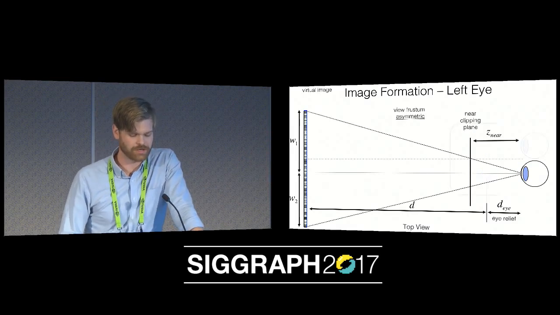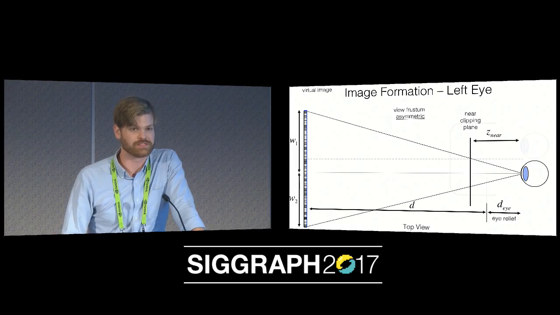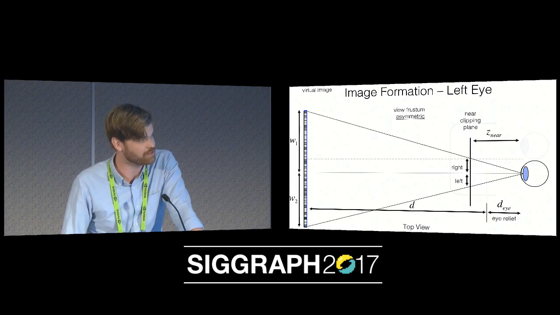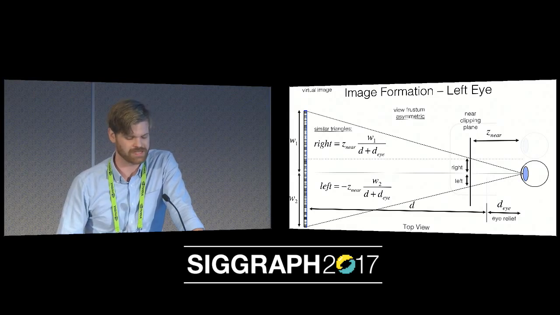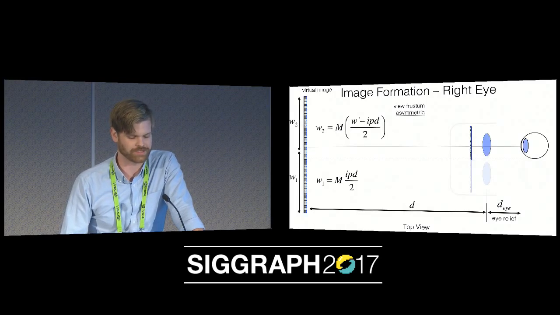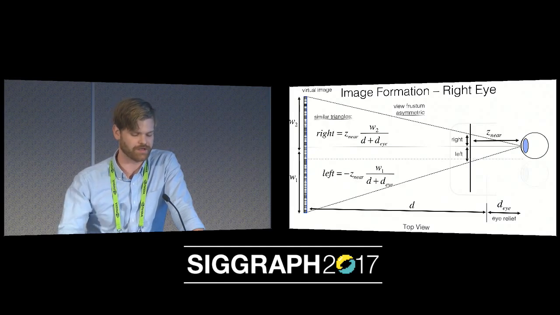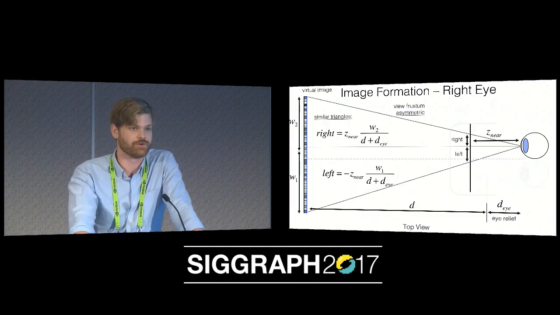So generating the actual frustum itself, we have to intersect these points with the near clipping plane. We're essentially looking for these two parameters, the right and left parameters of the viewing frustum. We can do this by, again, using similar triangles with these two equations. Again, these are all online, so I don't expect you to remember them. And we can do the same thing for the right eye, again defining W1 and W2, and then finding the corresponding right and left parameters for the viewing frustum.